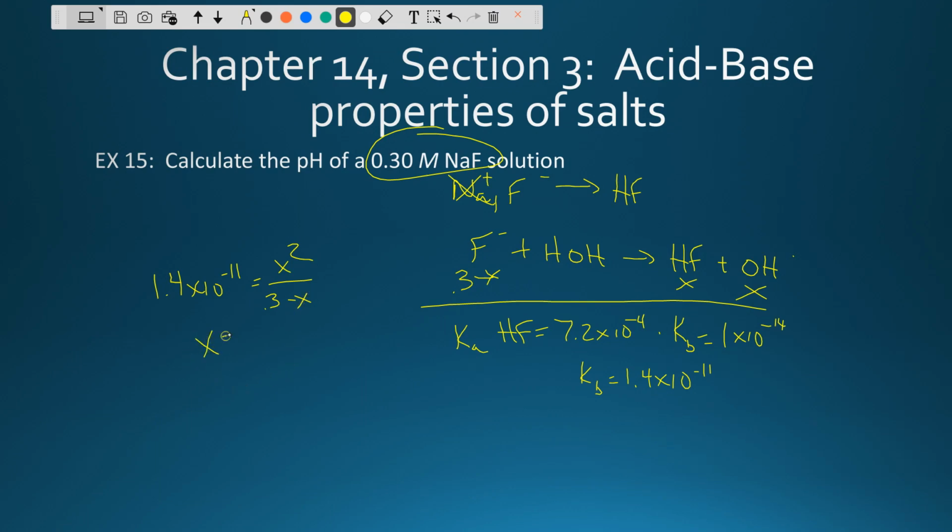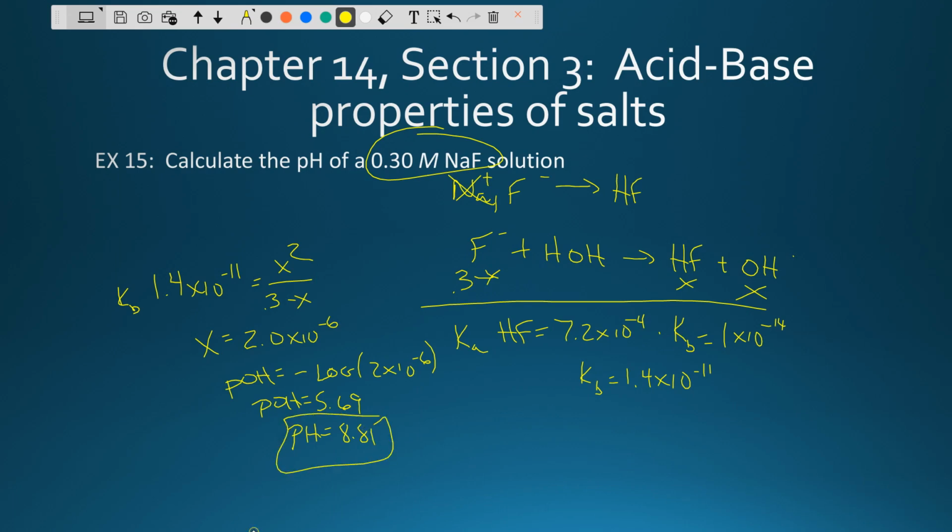Okay, so x would end up in this case being 2.0 times 10 to the negative 6. And remember, this is a Kb value. And so I would find my pOH from that. My pOH is the negative log of this, 2 times 10 to the negative 6. And so my pOH ends up being 5.69, making my pH then 8.81. Okay, again, I subtract my pOH from 14 to get my pH.